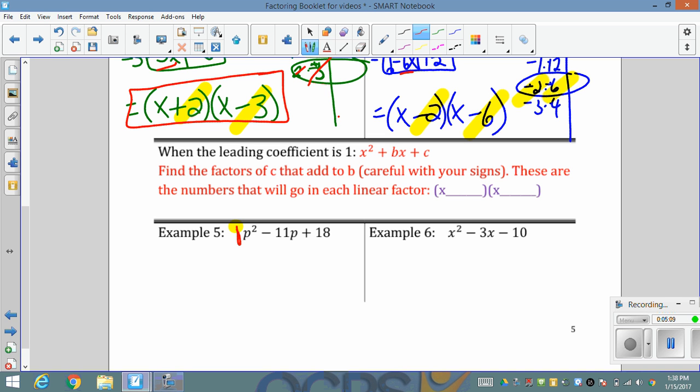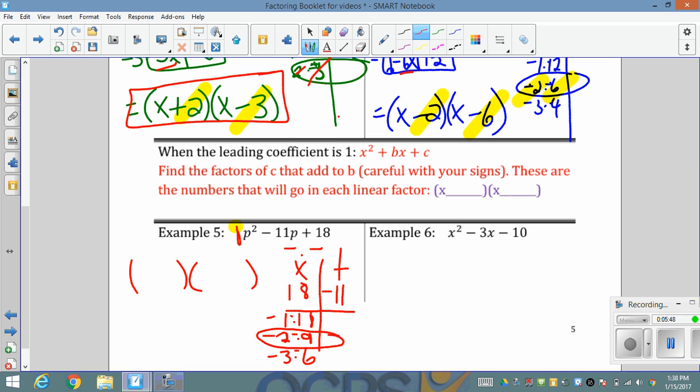Okay, let's look at example 5. So this time I do 18. My leading coefficient is 1. So I want to multiply to 18 and add to negative 11. So 1 and 18, 2 and 9, 3 and 6. Thinking about my signs, I'm multiplying to a positive, so my signs need to be the same. Since I'm adding to a negative, they both need to be negative. And hopefully right there, negative 2 and negative 9 is going to work. Now, I'm going to skip the box. I'm going to go straight to my parentheses. I'm going to put p, and then I'm going to use my negative 2 and my negative 9. So again, when my leading coefficient is 1, I get to skip that box step.